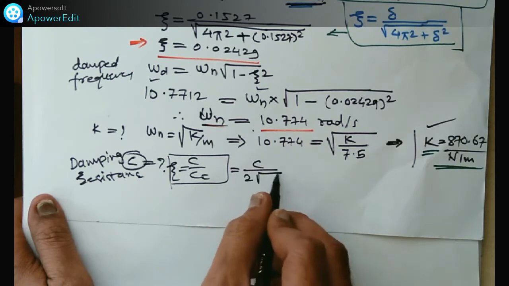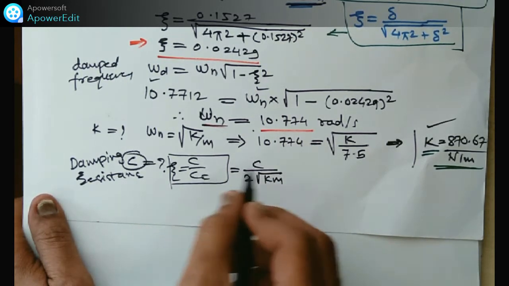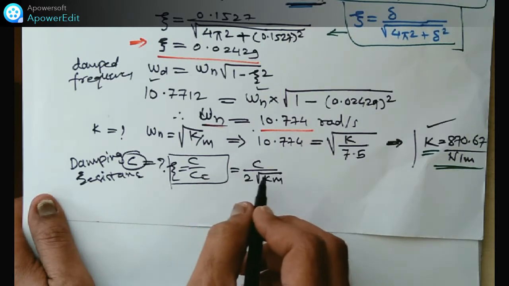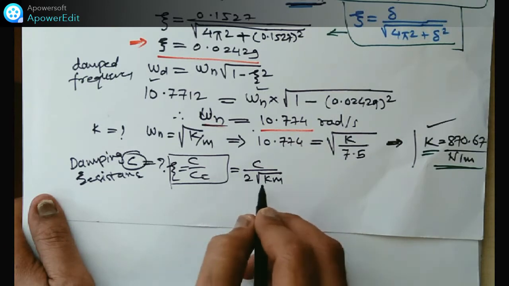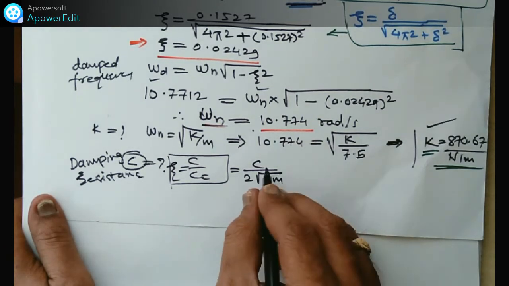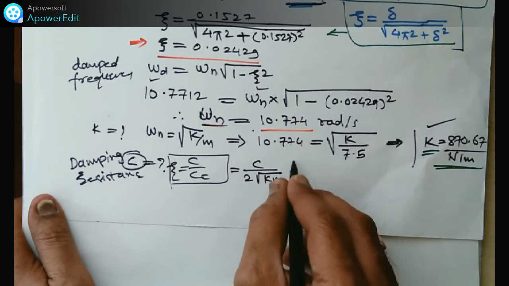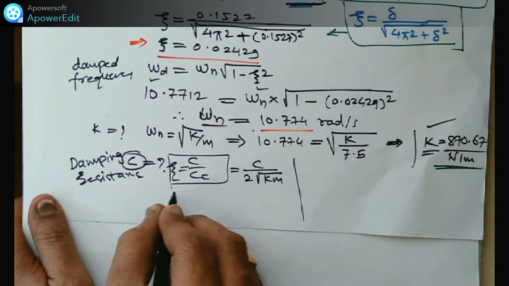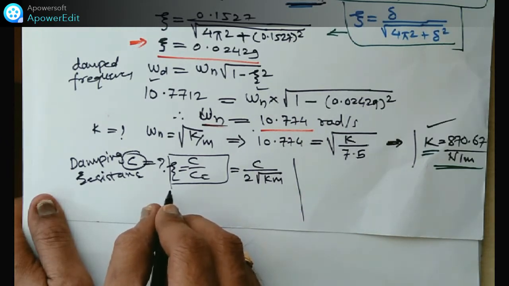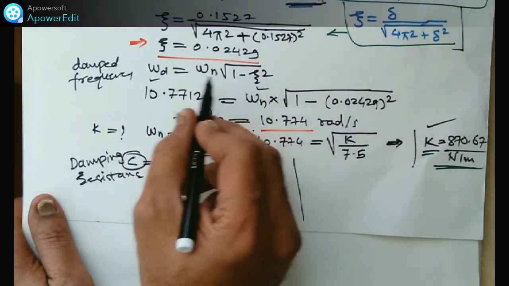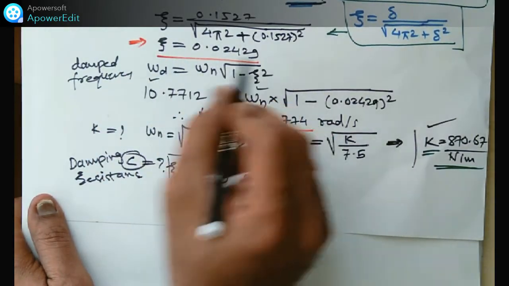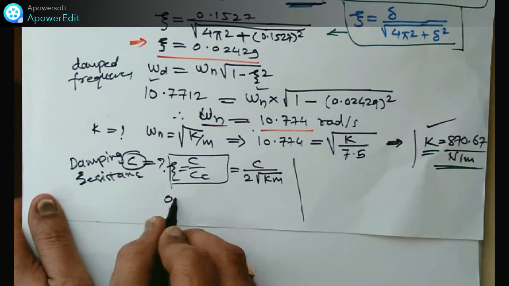So solving this, putting the values of Cc, we get this one. Zeta is equal to C by Cc. We know this value of zeta, just calculated here. Value of zeta, how much? This one. Okay, so 0.0 is left here, right, yes, 0.02429.